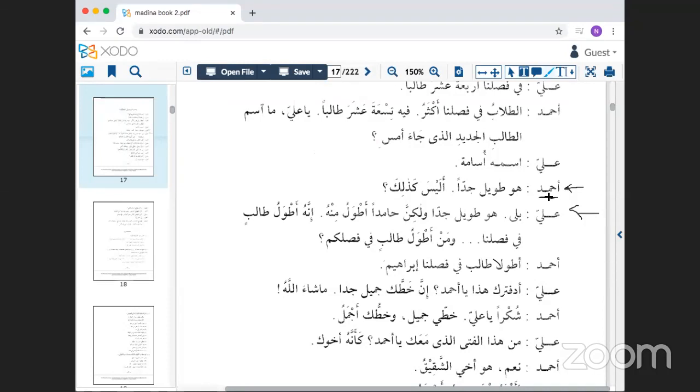أحمد هو طويل جدا أليس كذلك؟ علي بلى هو طويل جدا ولكن حامدا أطول منه إنه أطول طالب في فصلنا ومن أطول طالب في فصلكم.